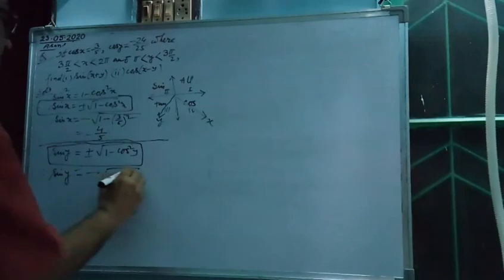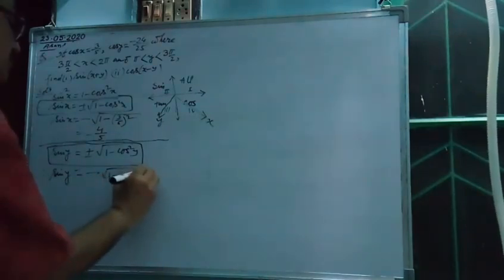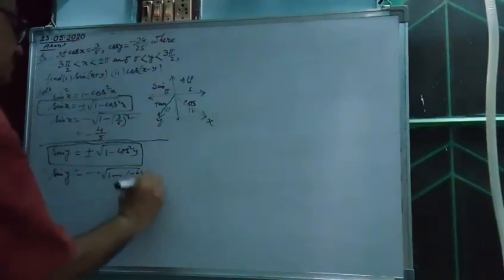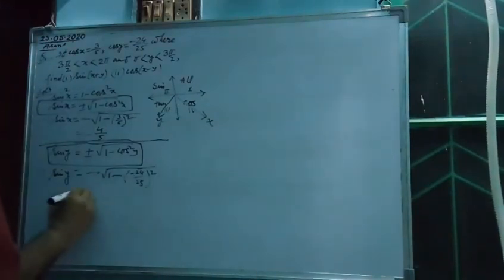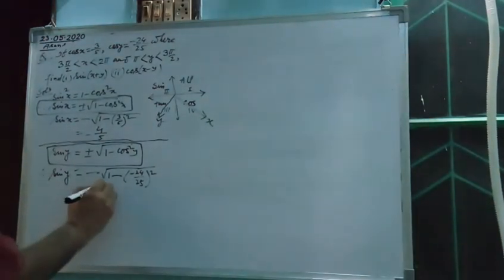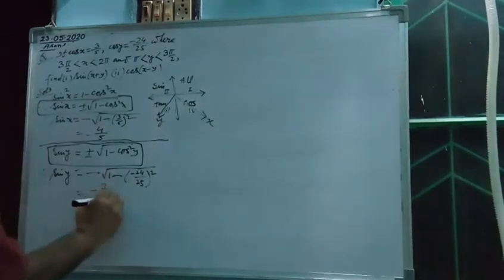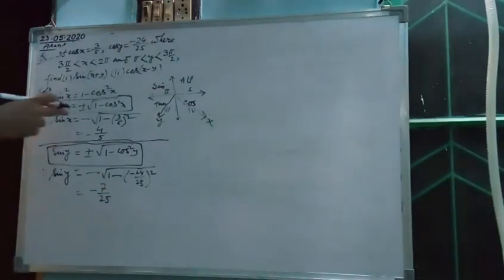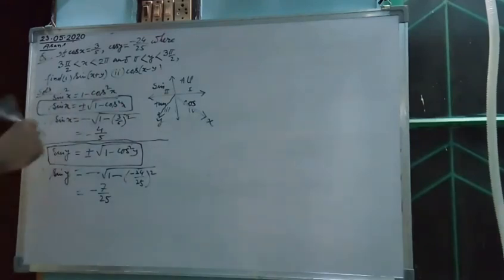What is the value of cos squared y? Cos y is given as -24/25, so the square of -24/25, square root of this. If we simplify, what do we get? -7/25. So we got the values of sin x and sin y. Sin x is equal to -4/5 and sin y is equal to -7/25. Now you have to find sin(x+y).